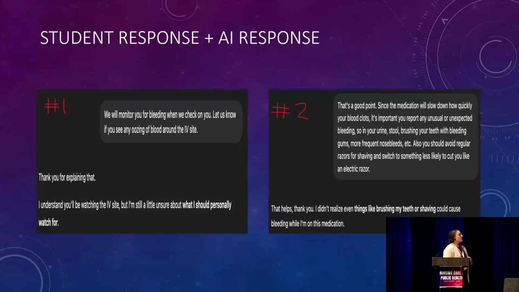Since the medication will slow down how quickly your blood clots, it's important you report any unusual or unexpected bleeding. So in your urine, stool, brushing your teeth, with bleeding gums, more frequent nosebleeds, etc. And also, you should avoid regular razors for shaving and switch to something less likely to cut you, like an electric razor. And the patient responds, that helps, thank you. I didn't realize even things like brushing my teeth or shaving could cause bleeding while I'm on this medication.